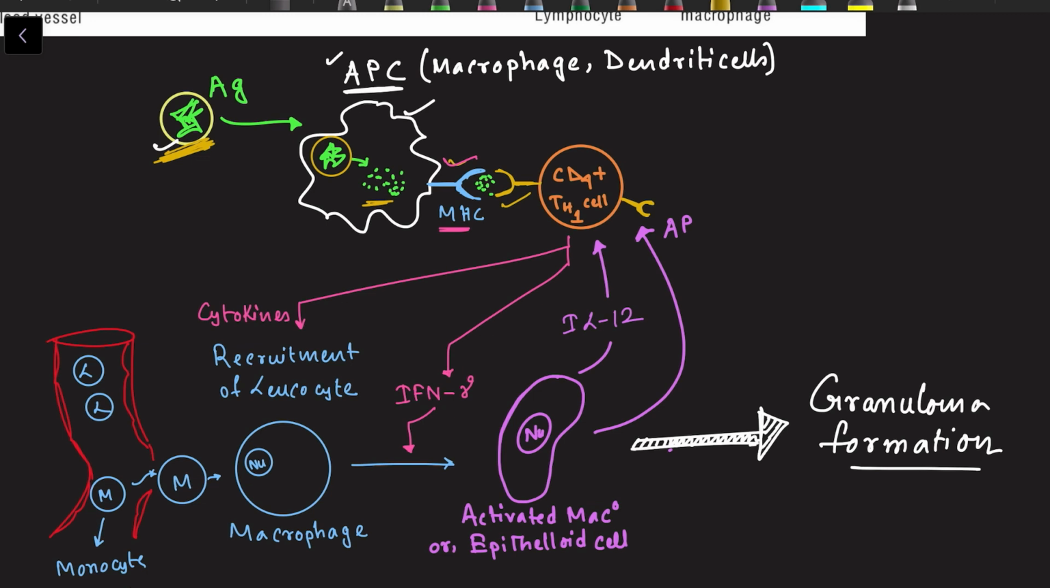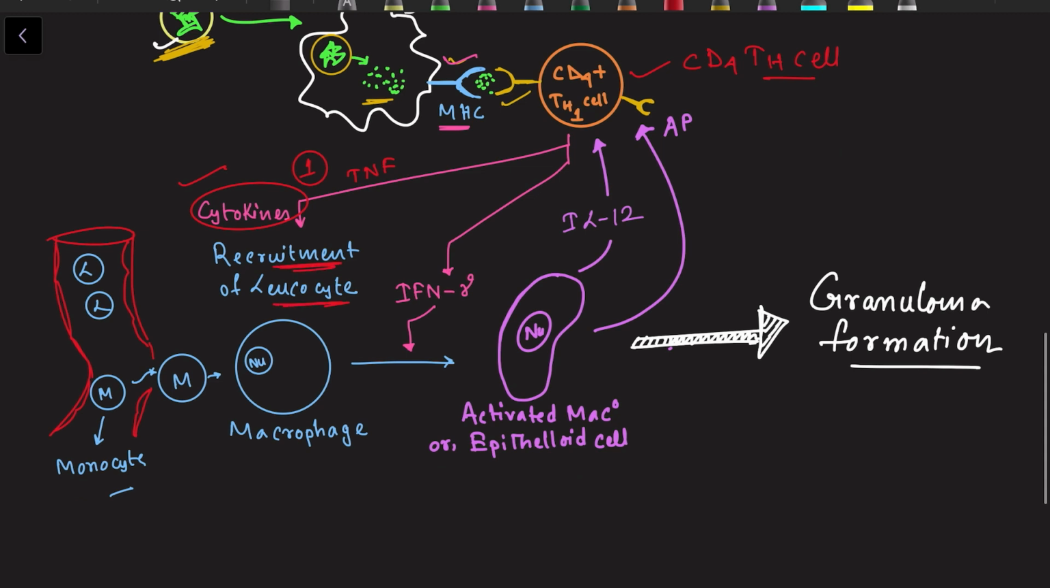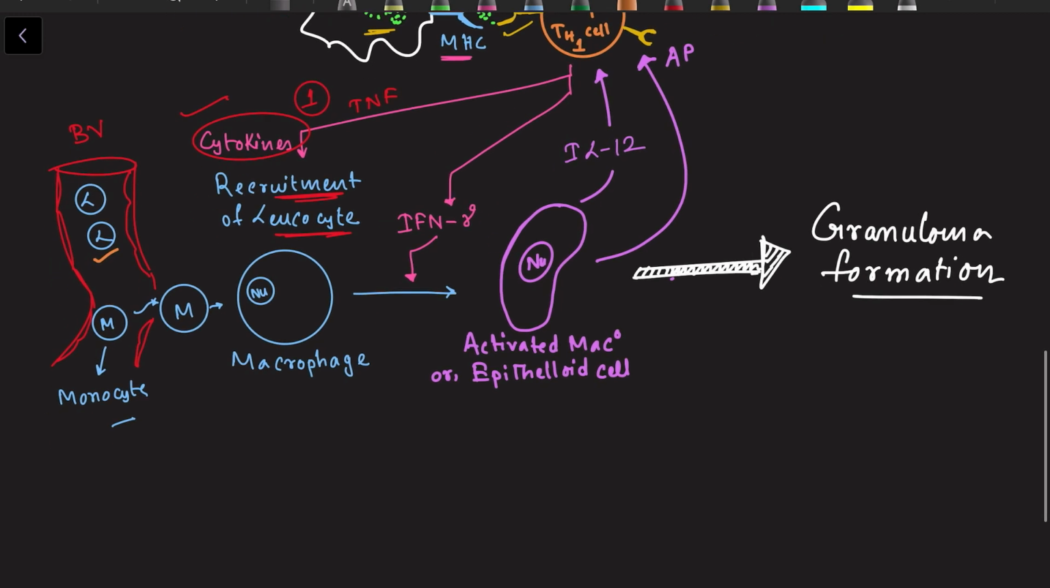Now, once this antigen presentation is done, a few things can happen. The first thing that can happen is this CD4 TH cell can release cytokines like tumor necrosis factor, which helps in recruitment of leukocytes. You can see this is a blood vessel, as we discussed previously. From the circulation, the leukocytes enter into the tissue. Here, leukocytes are also known as WBC, in case you didn't know. It's really common knowledge, but still I'm mentioning it.